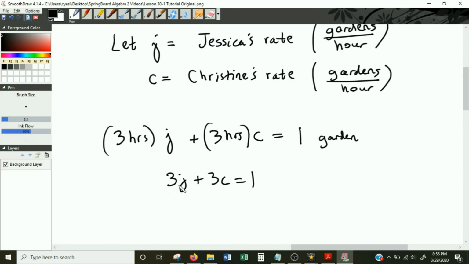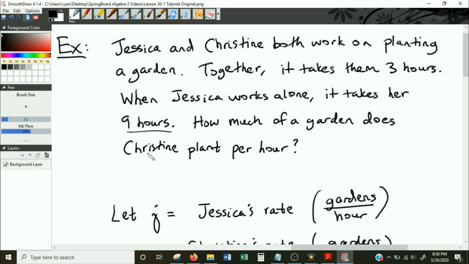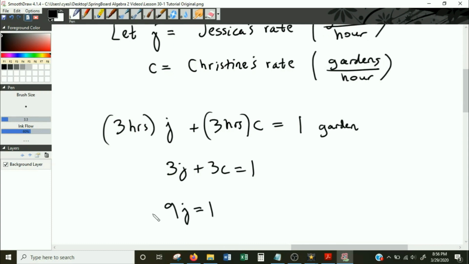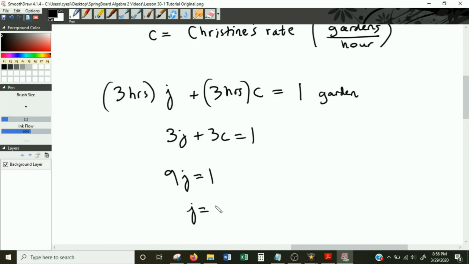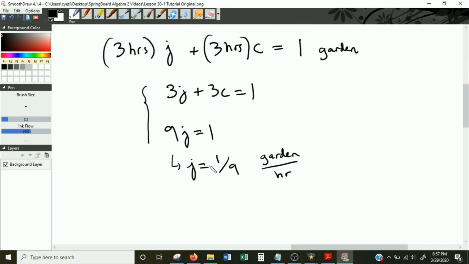So the next piece of information is that when Jessica works alone, it takes her 9 hours. So what that means is that we're going to write also another equation, 9J equals 1. Okay, so that means that J is equal to 1 over 9. So these two are a system of equations. This one comes from the second one. So I know that Jessica's rate is 1/9 of a garden per hour. That's her rate. Now I can use that to find the value for C, which is Christine's rate.